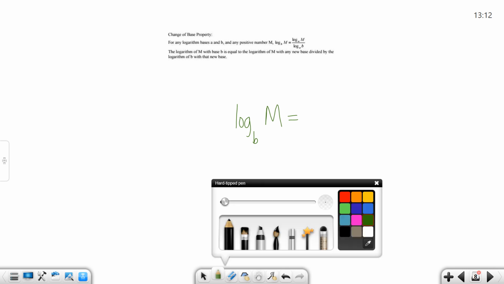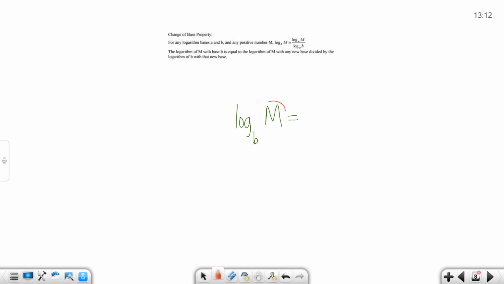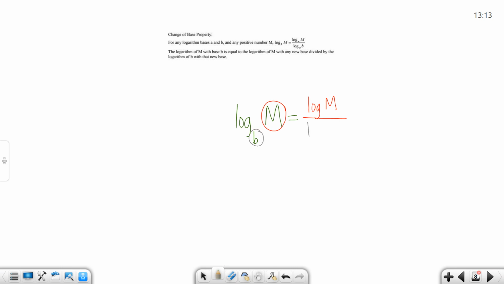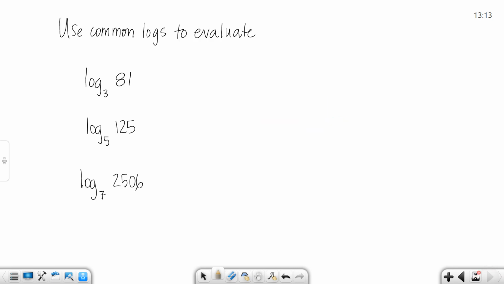So what you're going to do is change to base 10 or base E, it doesn't matter, and you'll take the log of the big number, and then you'll take the log of the little number, and that will give you your answer.